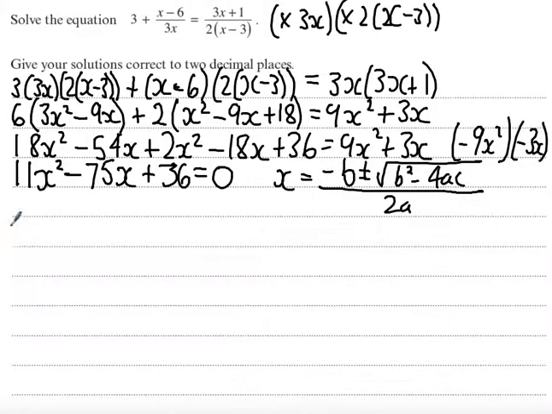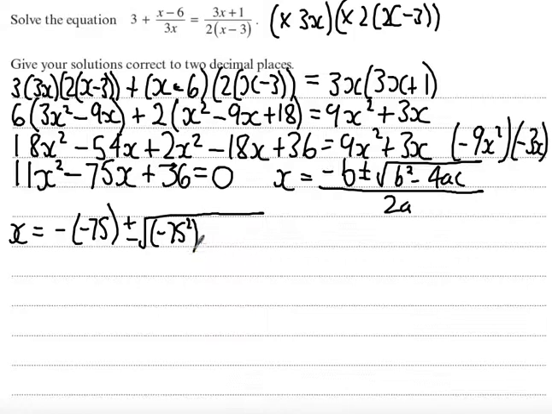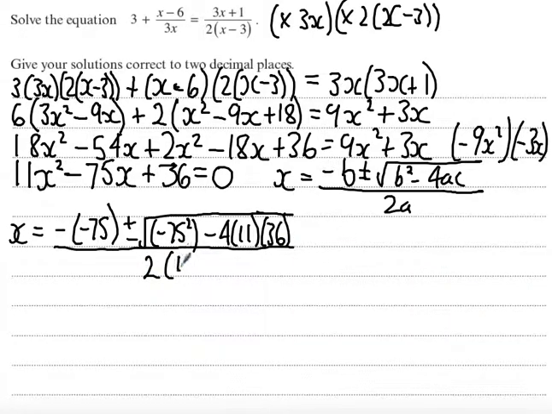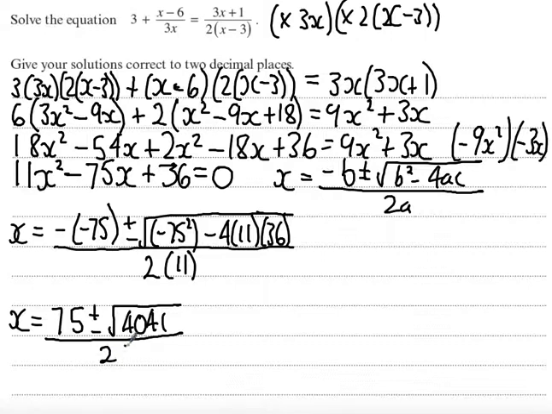Now remember, when using this, the mark is given first of all for a substitution. So x equals minus minus 75 plus or minus the square root of minus 75 squared minus 4 times 11 times 36, all over 2 times 11. Now, working this through, we get 75 plus or minus the square root of 4041. And this is the only intermediary step that I'd bother to show, to be honest, over 22.